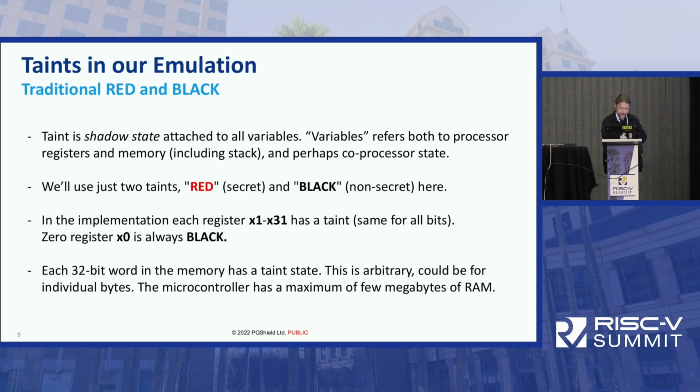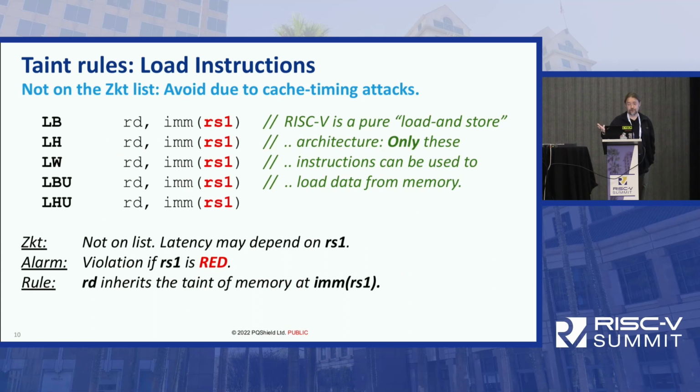So I'll go briefly through some of the most basic rules here. For example, load. RISC-V is a pure load-store architecture. If the RS1 register here is tainted red, you are loading from a secret-dependent address, and that's a complaint. Loads are not on the list, which means this is a violation of the constant time rule. So if RS1 in these load instructions, the address, is a red variable, then it's an alarm. And the rule is also that the destination, whatever you load from there, inherits the status of the memory being pointed to.